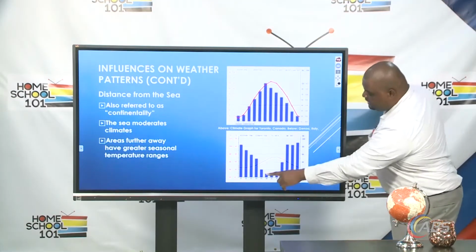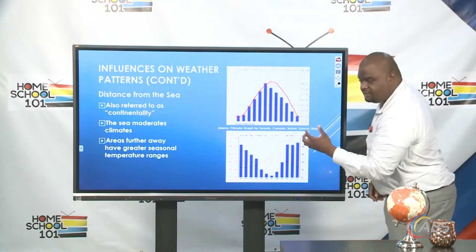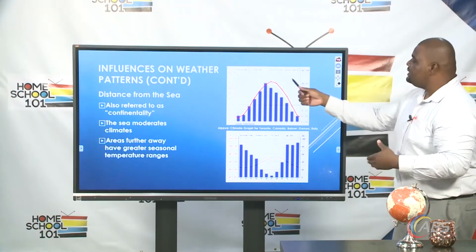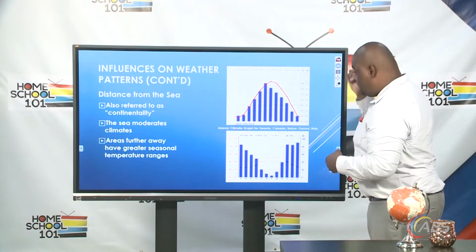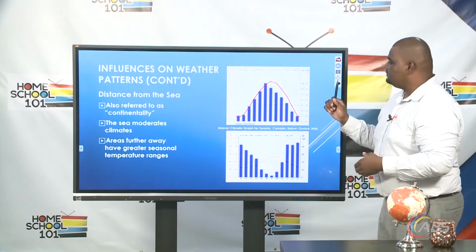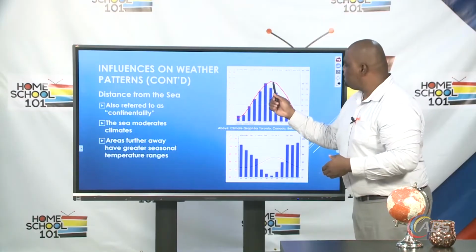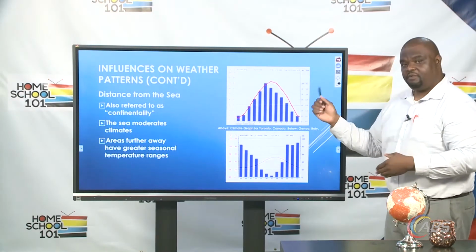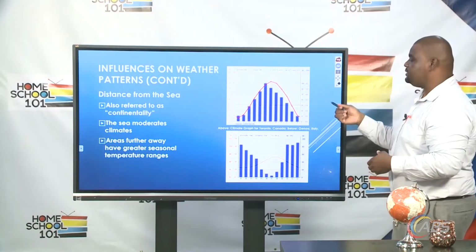Now look here. So I mentioned 12 to 26. That's about 14 degrees centigrade of annual temperature range. Now let's look at Canada. We're talking about minus 12 to 22. So we are talking about 34 degrees centigrade in annual temperature ranges.